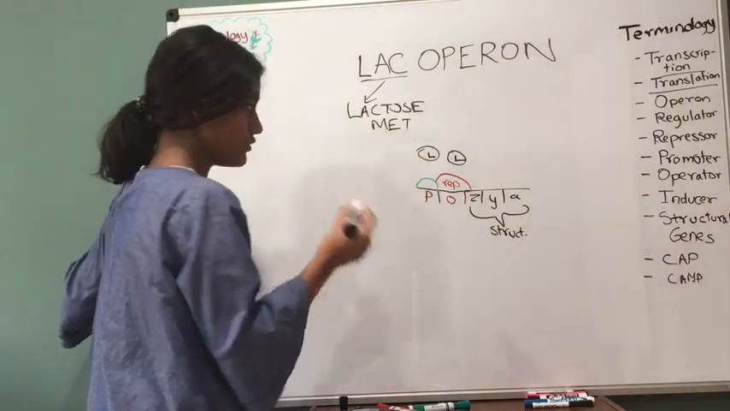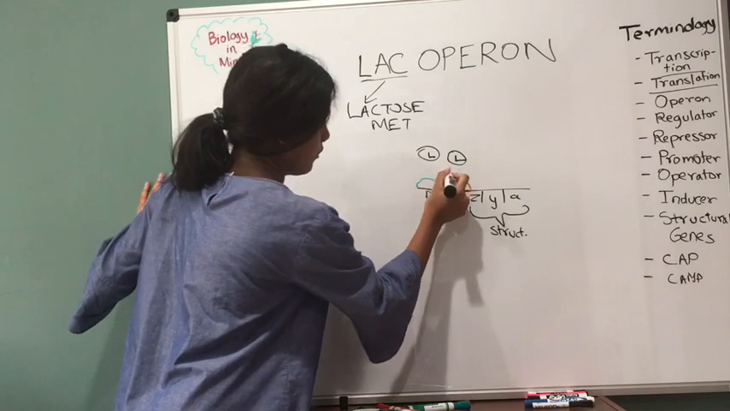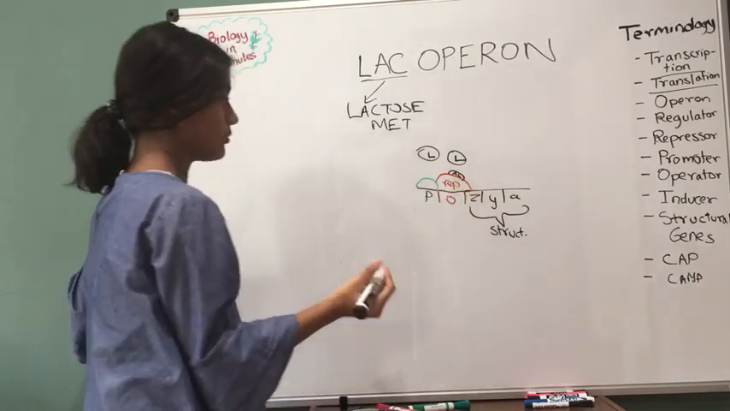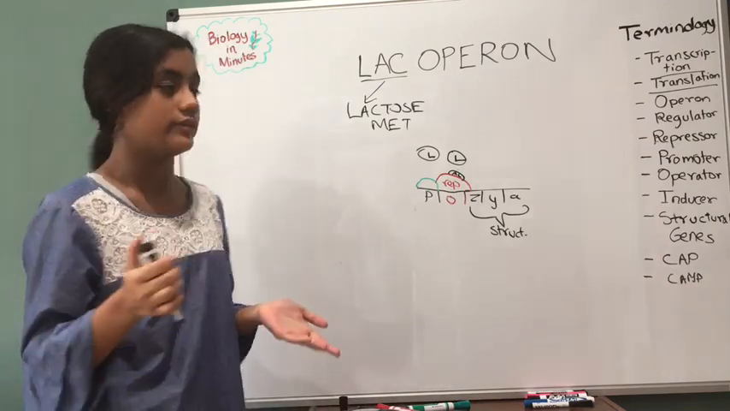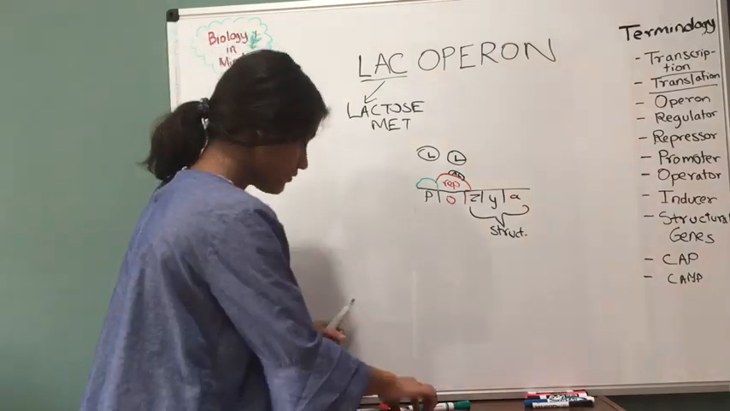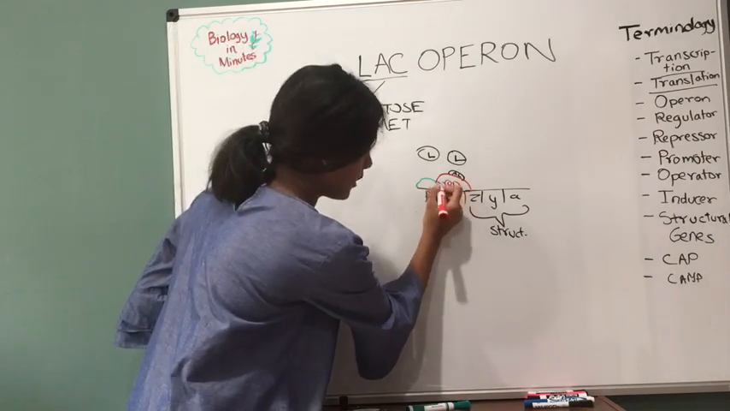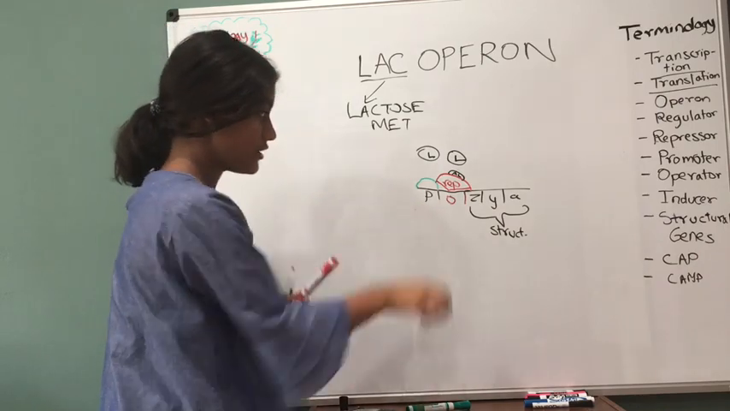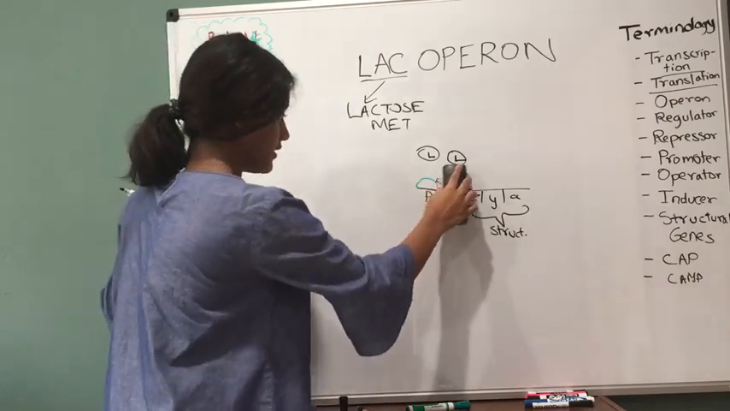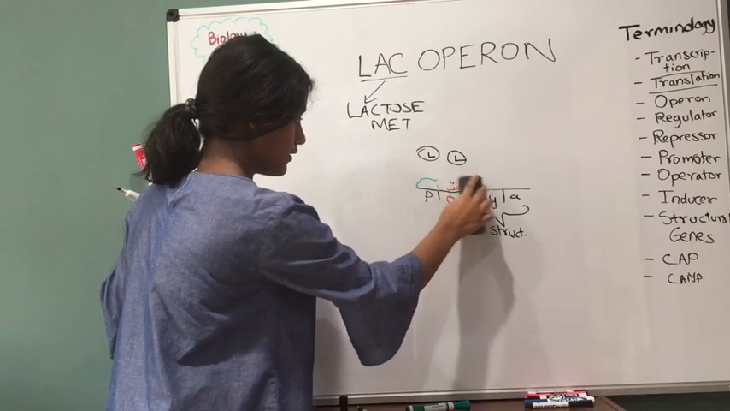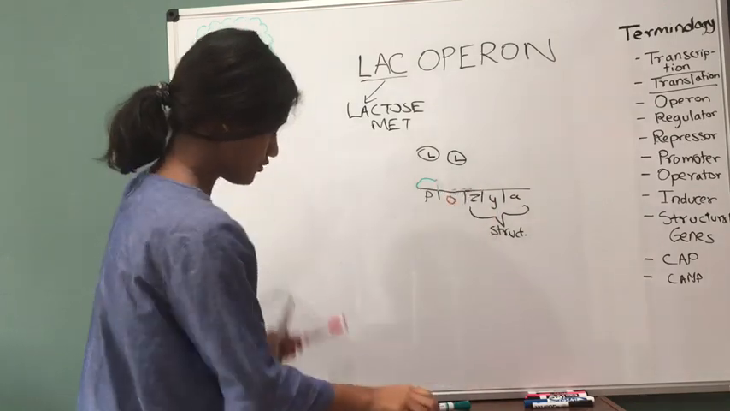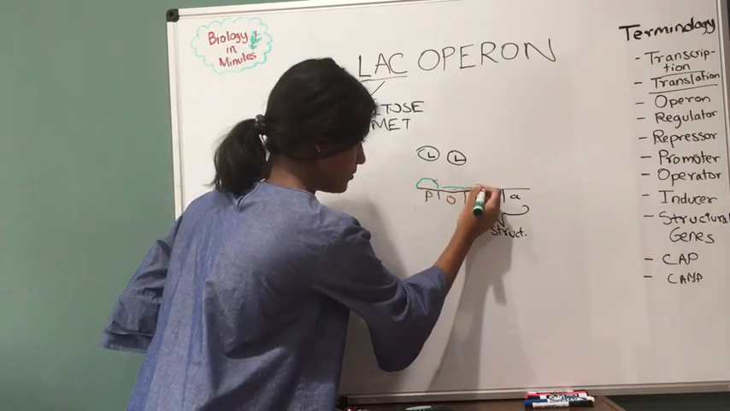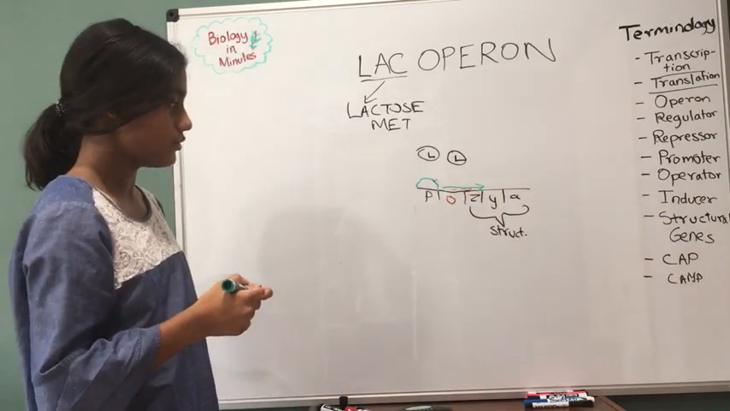So allolactose, which is an allosteric form of lactose, would actually bind to the repressor. And this would only be possible if lactose was there in the environment, obviously. Upon binding to the repressor, the shape of the repressor would change. And if its shape changes, then it can no longer bind to the operator region, and it would move away, and then transcription and translation of those genes would continue because RNA polymerase could continue moving.